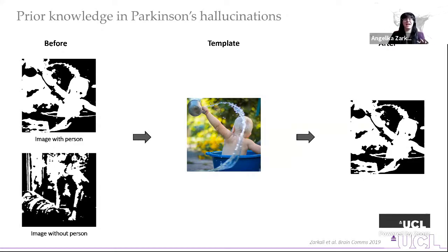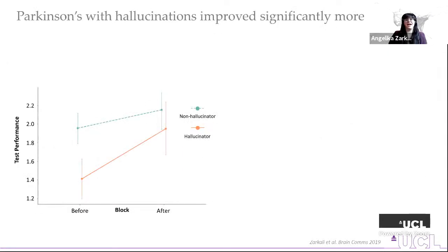So in this way, we kept actually the sensory evidence the same. So the images that people saw in the before and after block were exactly the same, but the only thing that had changed is that they had received prior knowledge. So we could quantify the impact that this prior knowledge had. And what we found was, as expected, everyone's performance improved after receiving prior knowledge, so after viewing the colored images, but people who had hallucinations improved more than those who didn't.